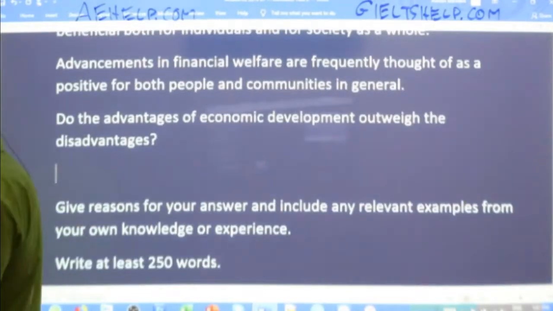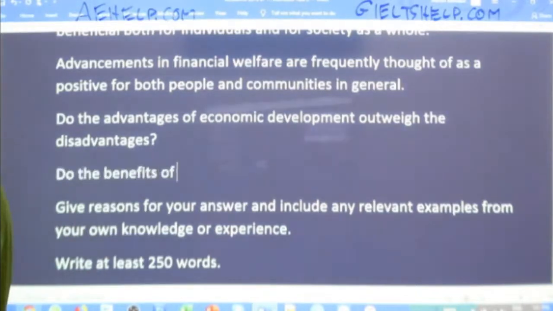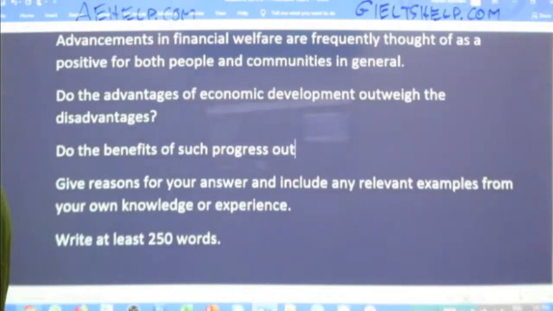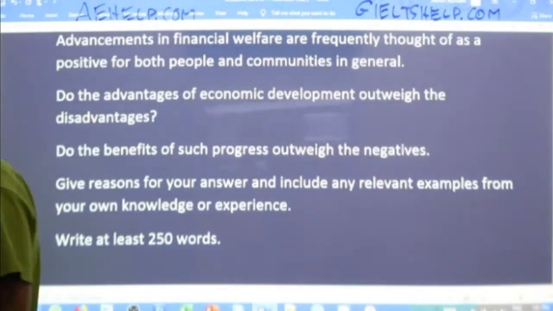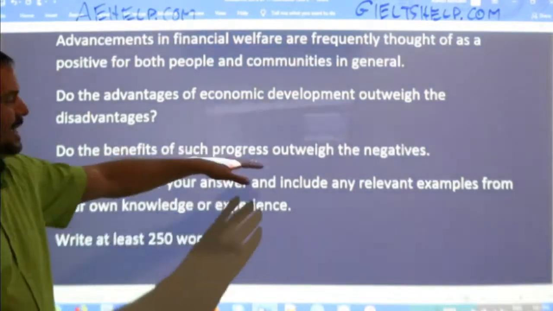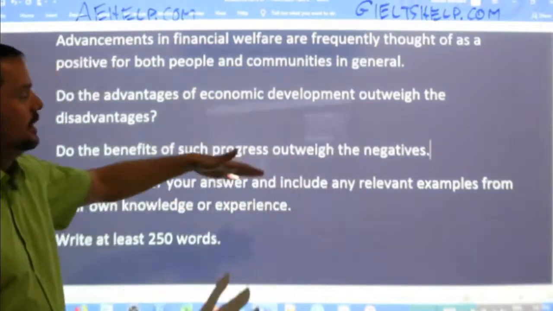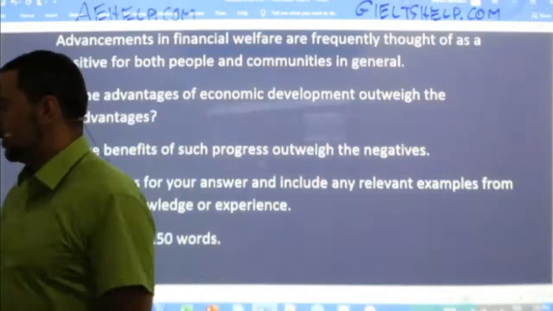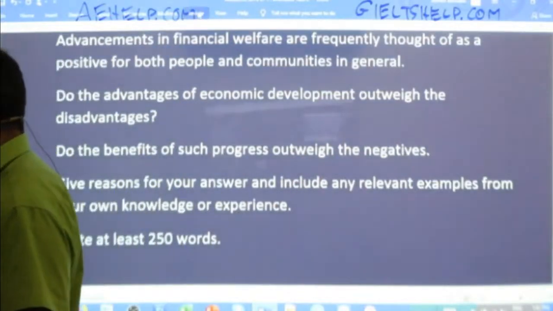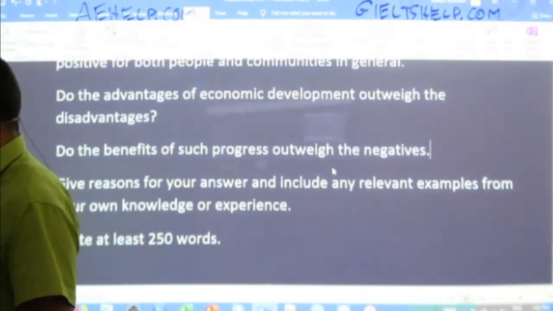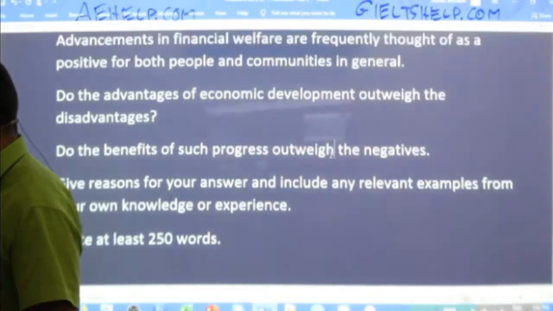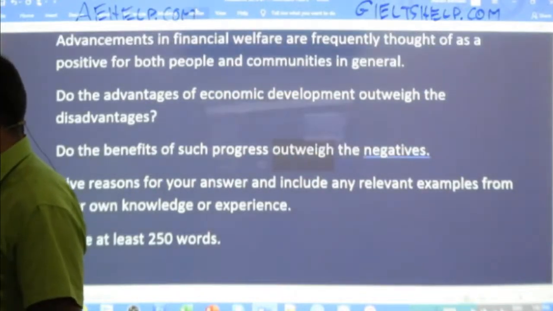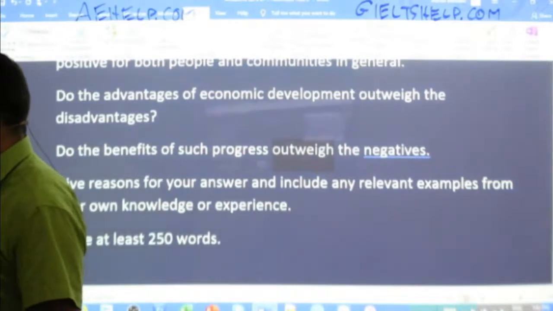I'm going to paraphrase the second part. Some of you already did that. Do the benefits of such progress outweigh the negatives? Now, here, let's say that I'm paraphrasing that, and I'm having trouble thinking of another way to say outweigh, especially in this context. Just write down the word outweigh, and then in my review pane, if I'm using Microsoft Word, I can highlight that word outweigh. And then again, in my review pane, I can even right-click and find the thesaurus.